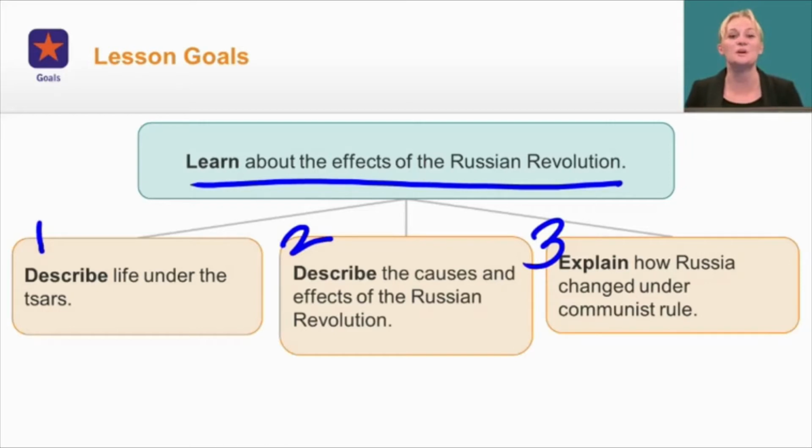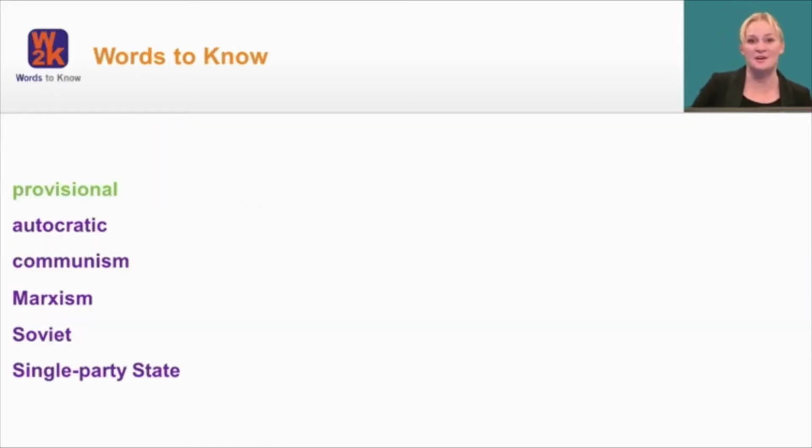But first, there are some words that you should know. Your academic word for this lesson is provisional. And other words that you're going to encounter during this lesson are autocratic, communism, Marxism, Soviet, and single-party state.